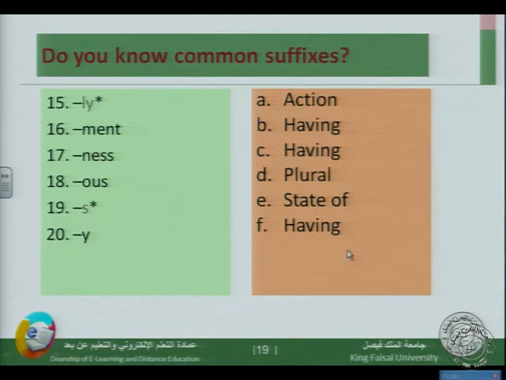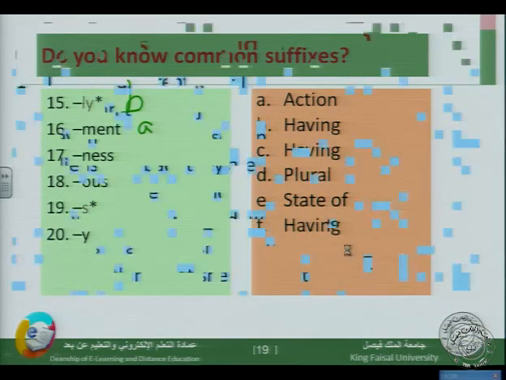Do you know these common suffixes? I will do the first two and I will leave the rest for you. Ly, it gives the meaning of having. And ment, it gives the meaning of action. Please remember the function of each suffix.